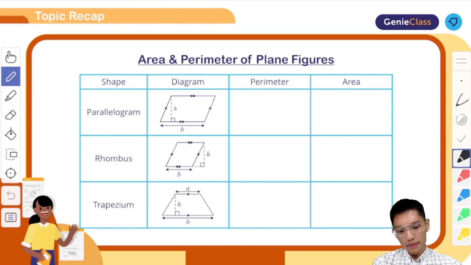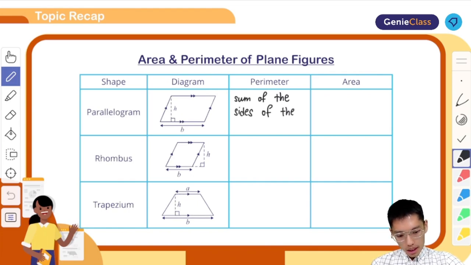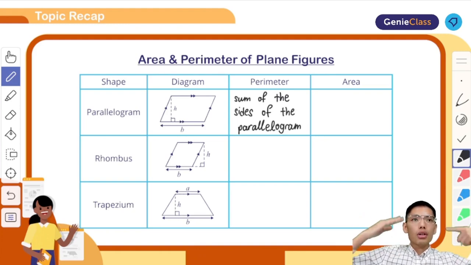And moving on to what you have actually learned in Sec 1, parallelogram. Just like our triangle, for our parallelogram, we just sum the sides. There's no special way to find the perimeter. We just sum the sides of my parallelogram. Now for my area, does anybody want to give it a try? How do I find the area of my parallelogram? I'll give you a few seconds to think about it. Recap all your concepts back.